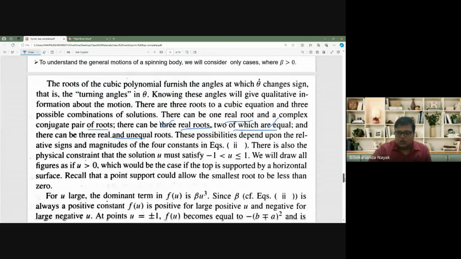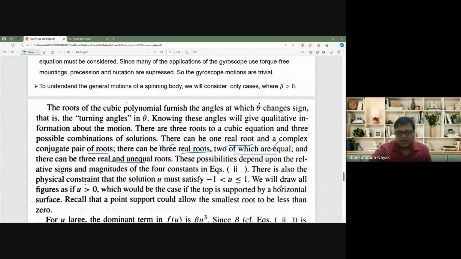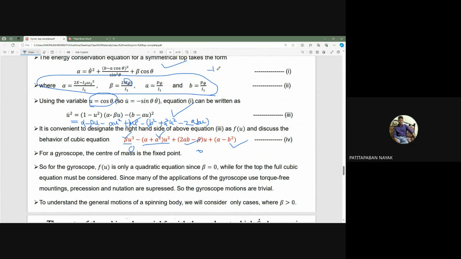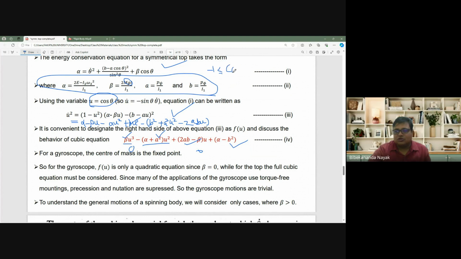There is also the physical constraint that the solution u must satisfy -1 to +1, because u is equal to cos theta. What is the maximum and minimum value of cos theta? Yes, -1 to +1. So the maximum and minimum value of u is -1 to +1.